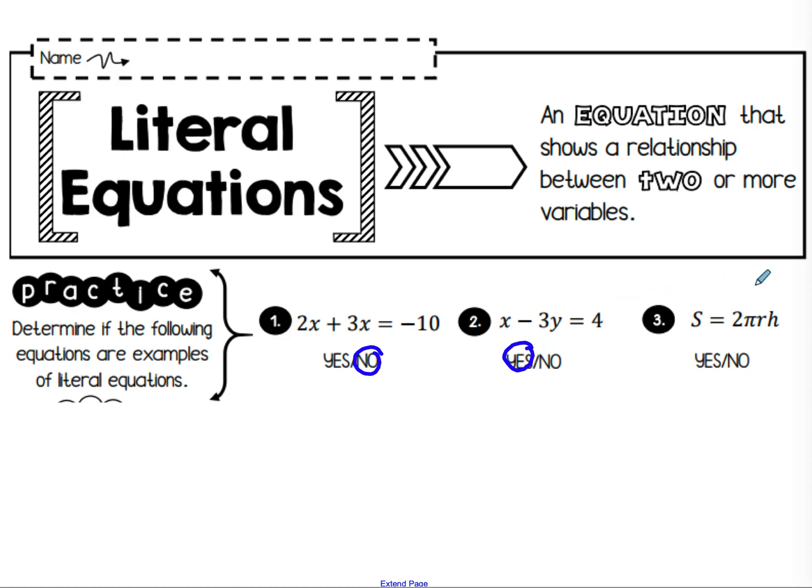The most common literal equations are ones like this, which are formulas. And they have lots of different letters that stand for different things in your situation. This one happens to be a surface area formula. So this is 2 times pi times radius times height. That's basically the ends of a cylinder here. The rectangle on a cylinder. So this is a literal equation because we have variables s, r, and h. So yes, that is a literal equation. If I want to solve for a letter, I need some more information about the other variables.